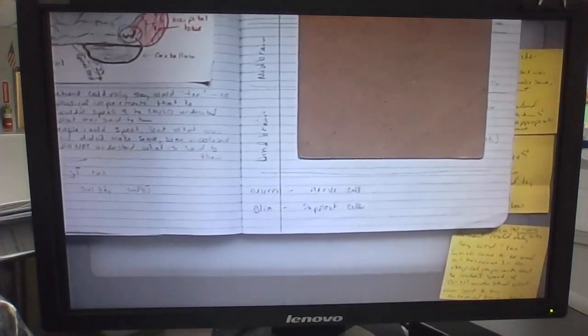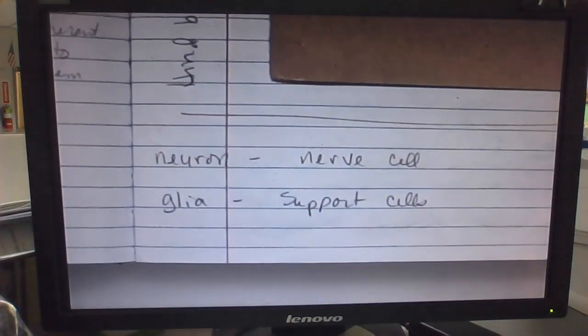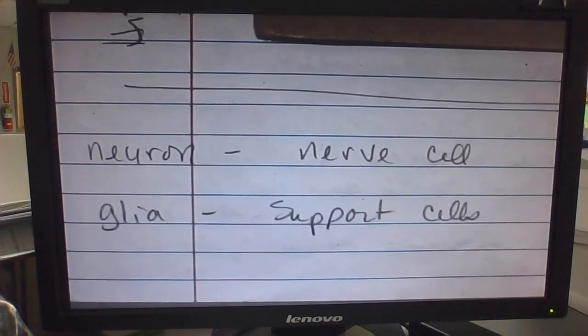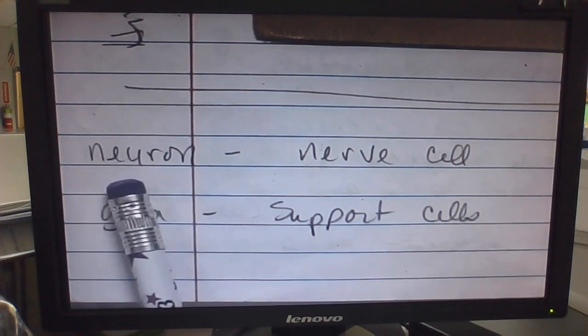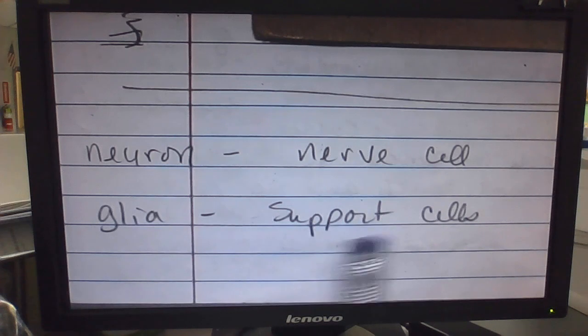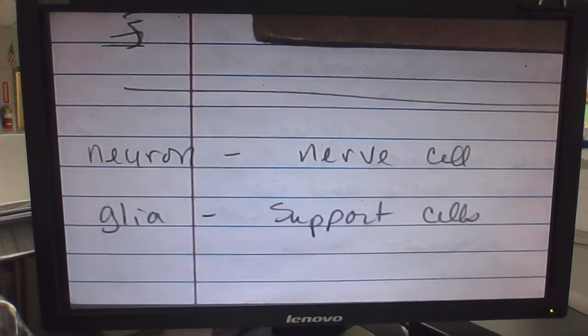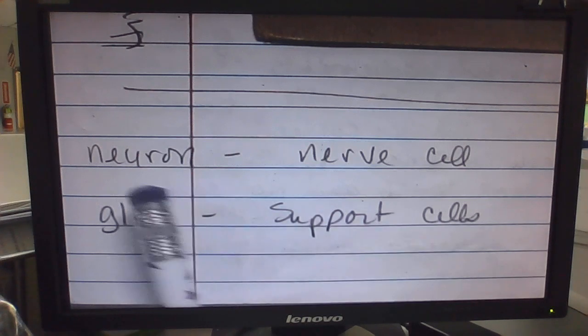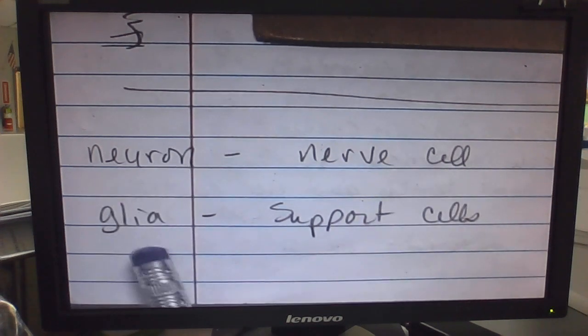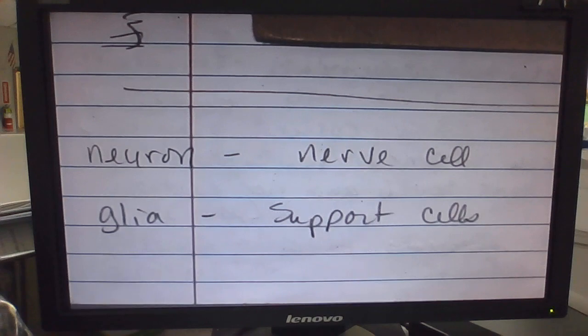In our foldable for our tissue foldable, when we looked at nervous tissue, it had neuron and glial cells there. So neuron is a nerve cell, like osteocyte is a bone cell, myocyte, muscle cell. Neuron is a nerve cell. And the glial cells, glia, they're support cells, so they help to support the neurons.